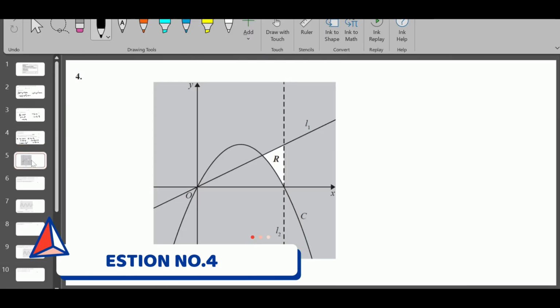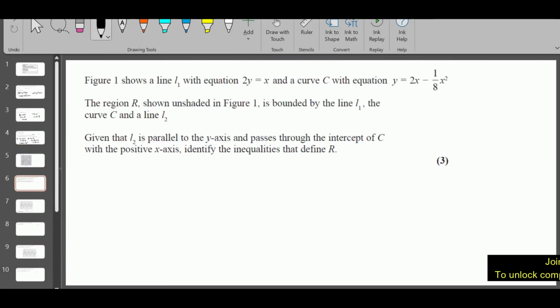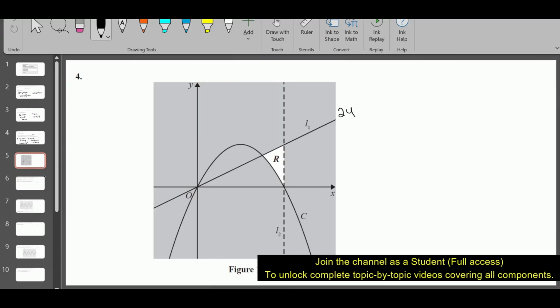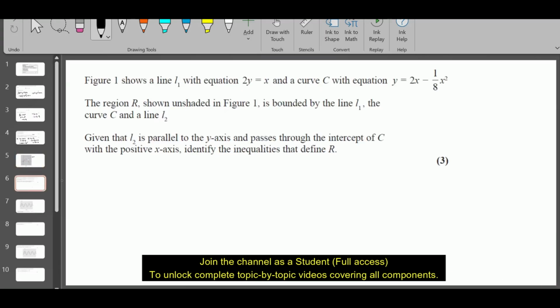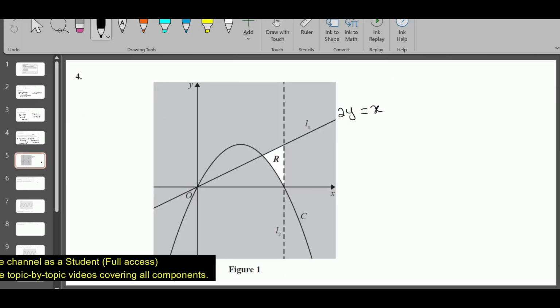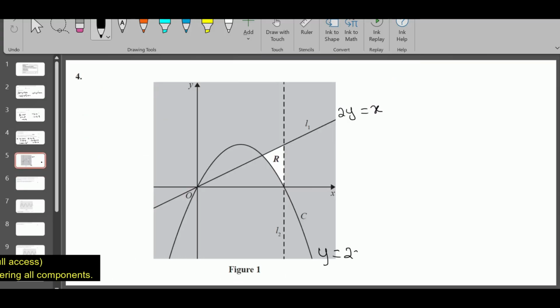Question number 4. A diagram is given. The question says figure 1 shows a line L1 with the equation 2y is equal to x, and then the curve with the equation y is equal to 2x minus 1 over 8, this one, y is equal to 2x minus 1 over 8 x square.